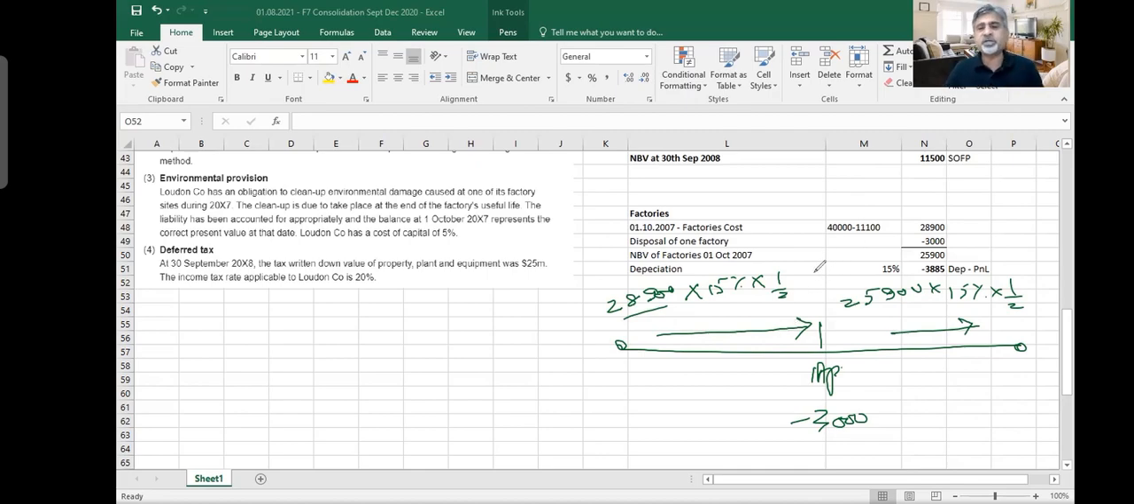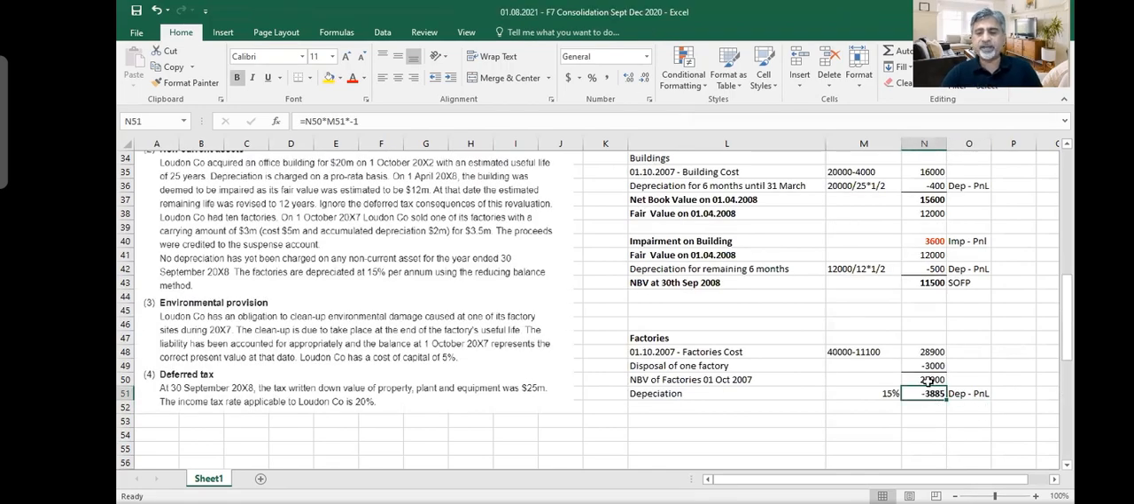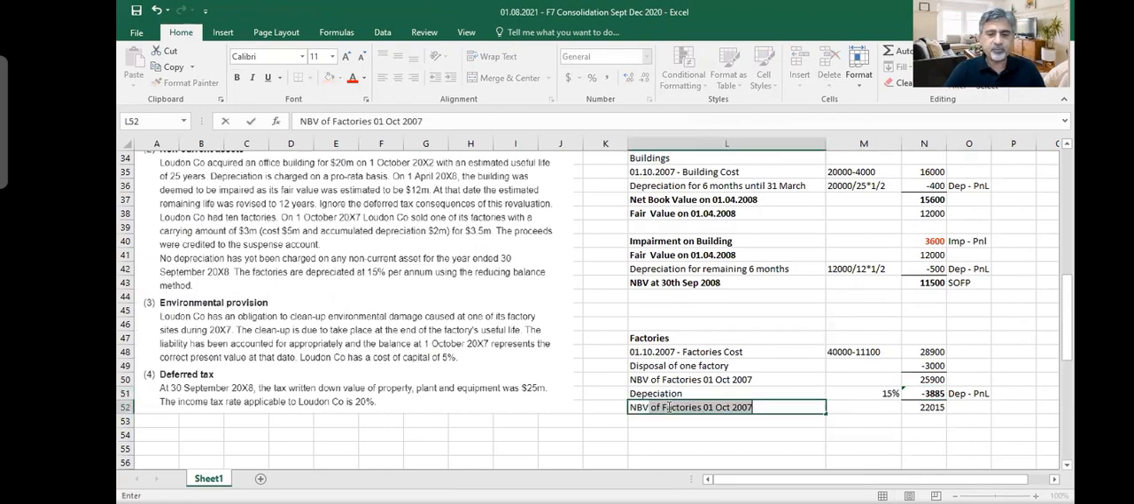So thanks to the question, they made life easy. They said that it was sold in the beginning. So everything is solved. You need to be careful and attentive about the dates. Now 3,885 will go to P&L, and when I take the difference, it makes 22,015, and that is my net book value at 30th September 2008.